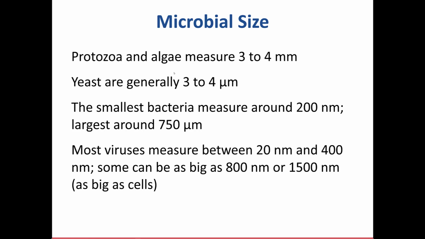Microbial size: protozoa and algae are usually about 3 to 4 millimeters. If you have a micrometer or a ruler with millimeters on it, you can see that. Yeasts are generally 3 to 4 micrometers, so they're much smaller. Micro is smaller than milli. The smallest bacteria measure around 200 nanometers, and that really pushes the limit of our microscopy. In fact, we have to put oil on the microscope; typically our scopes top out at around 1000x. And the oil, by bending light, gets more light into the microscope.